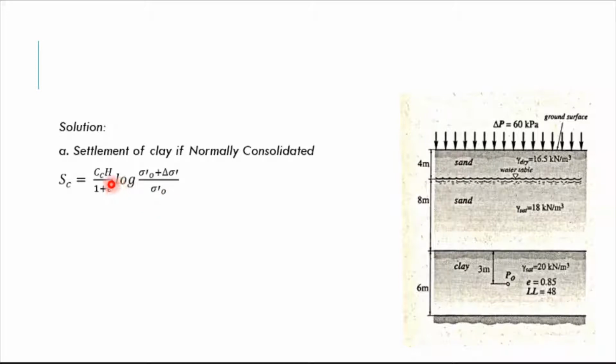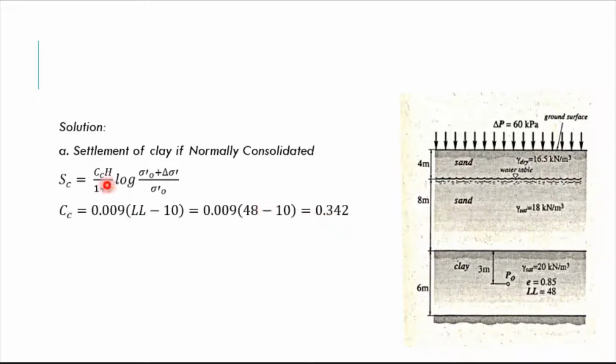So the C sub C is solved using the formula 0.009 multiplied by LL minus 10. This is the one usually used in order for us to determine the compression index. And by substituting the values in the formula, 0.009 multiplied by 48 minus 10, this will be equal to 0.342.